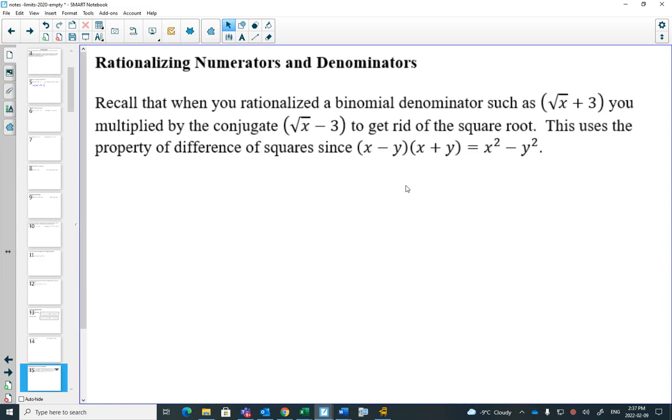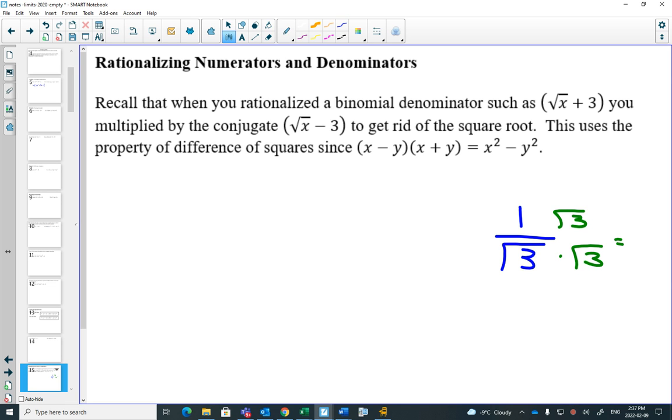A big strategy that's used in limits goes back to a concept you learned in grade 11. Do you remember having to rationalize a denominator? Now, what does it mean when you had to rationalize a denominator in grade 11? You probably had something like this, 1 over root 3. And you were taught this is not the simplest form. The simplest form, you would have to multiply the top and bottom by root 3 to get rid of the square root on the bottom, to end up with root 3 over 3.